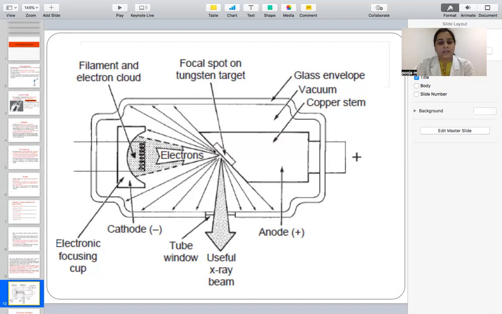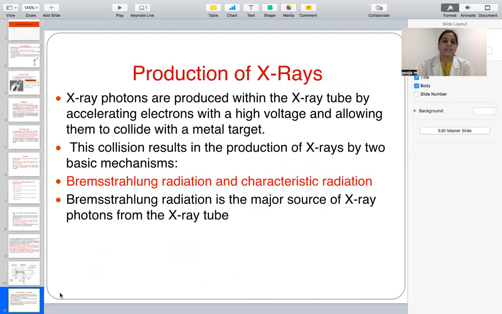With the inclination of this focal spot, the effective focal spot size becomes 1 by 1 mm, whereas the actual focal spot size is usually 1 by 3 mm. So that is how your X-ray machine works.